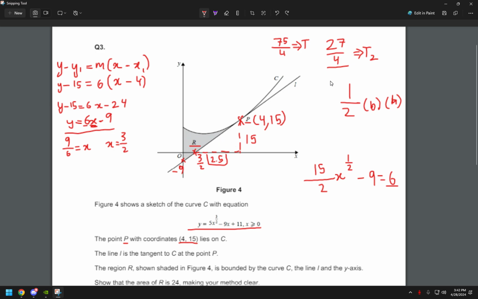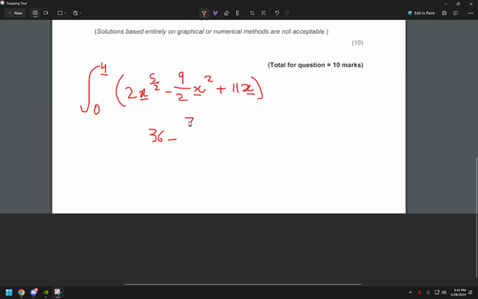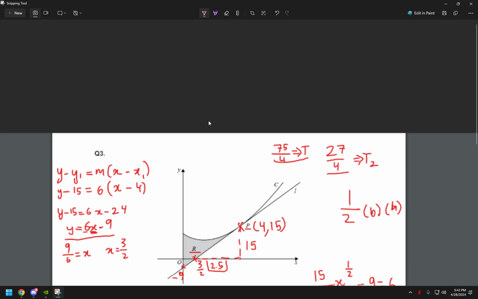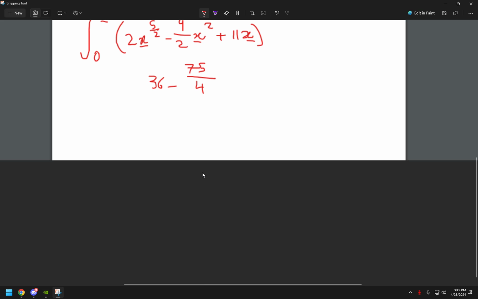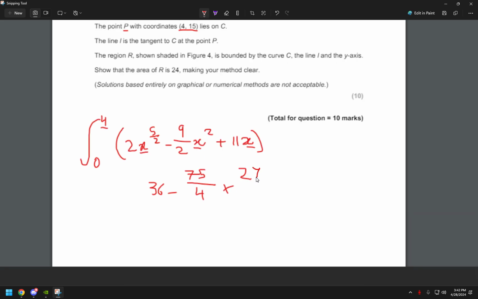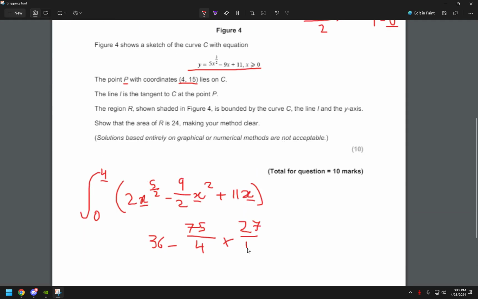Now we have to get rid of the triangle, right? So I would do 36 minus 75 over 4, and then I would add this triangle here, because that's what we want as well, right? Plus 27 over 4. So 36 minus 75 over 4 plus 27 over 4 would give us 24.